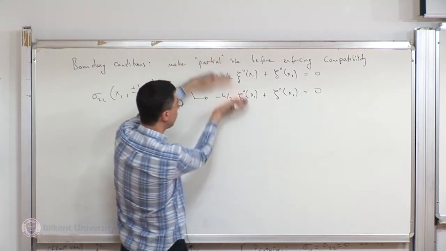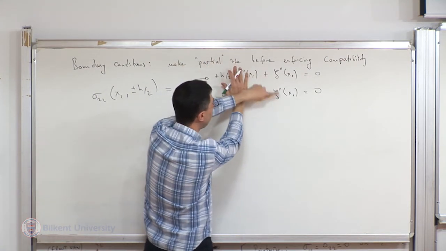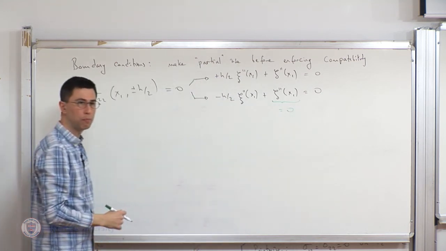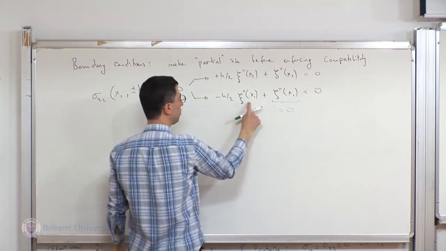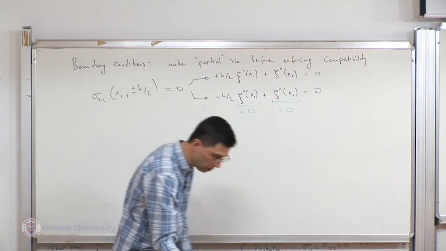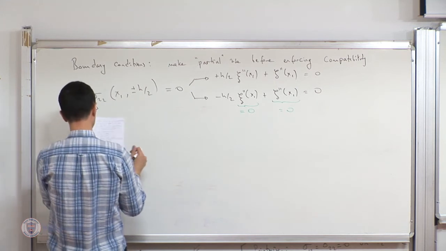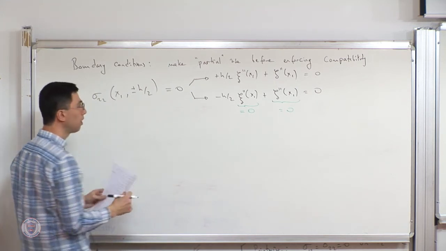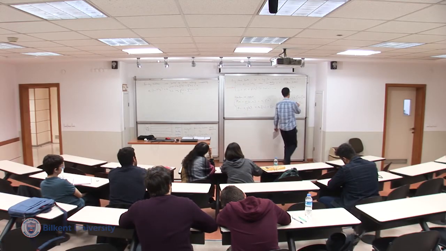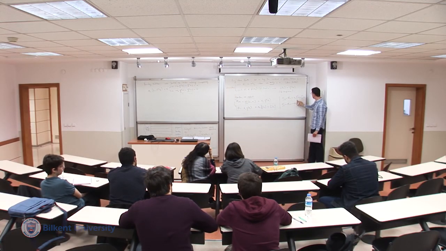Right, so if I sum these up, these vanish. So I see that zeta double prime has to be equal to 0. And if zeta double prime is equal to 0, xi double prime is also equal to 0. Hence, if xi double prime and zeta double prime are both 0, sigma 2, 2 is equal to 0. Okay?